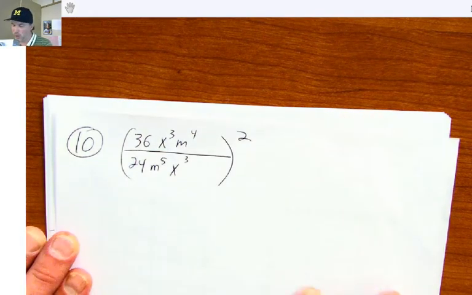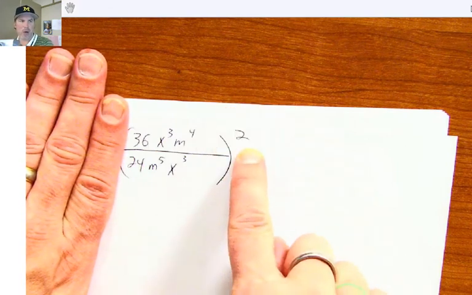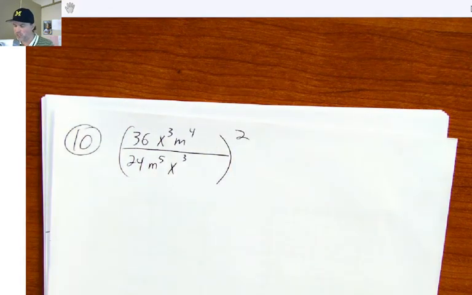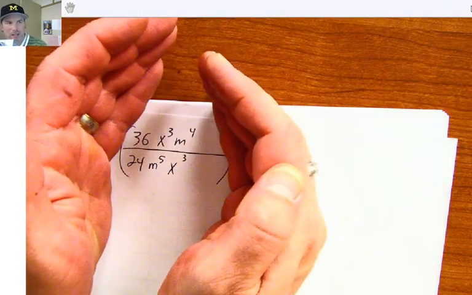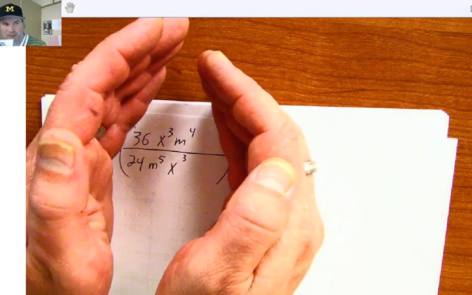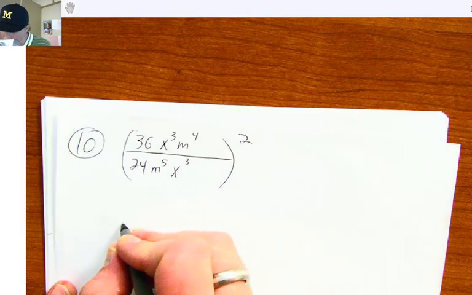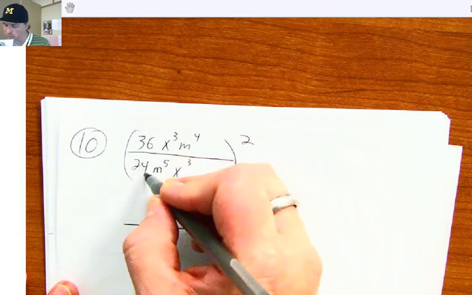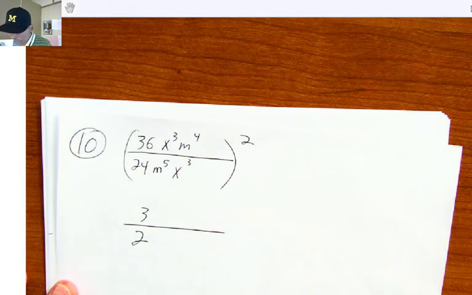Okay, so I see some quotient rule in there, and I see some power rule. So how do you know which one you're supposed to do first? Because I've been saying you do power rule first, but order of operations, what we have here is some parentheses, and you should always simplify inside the parentheses first, because parentheses are the very first thing on your order of operations. Well, 36 over 24, those are both divisible by 12, so 3 over 2.